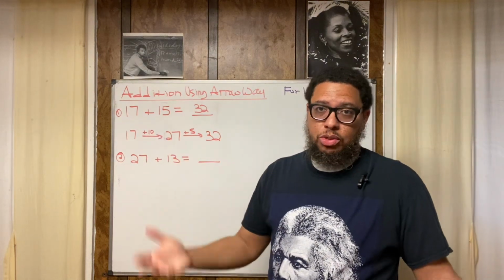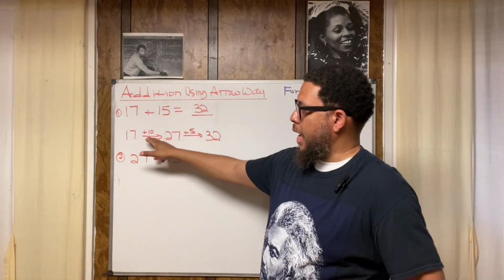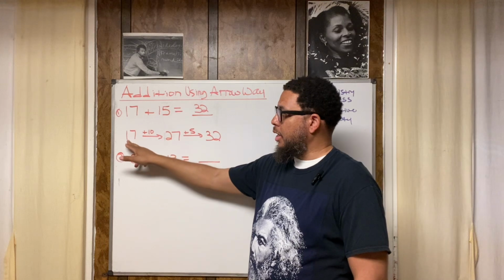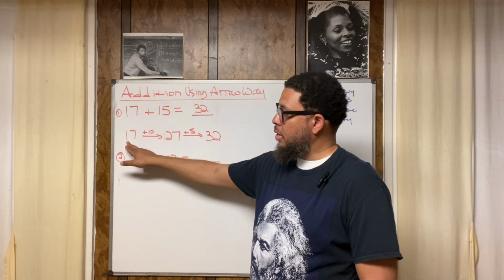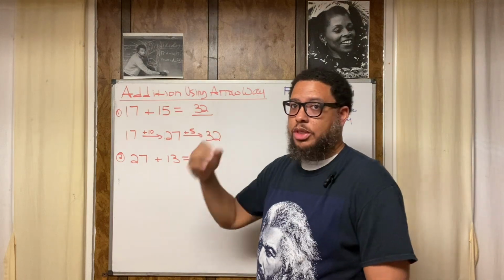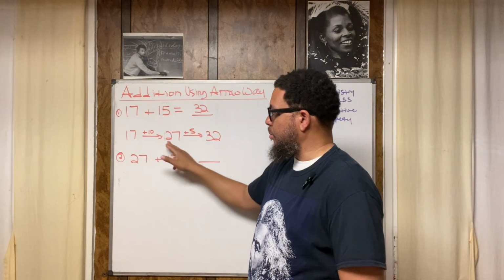We can also use the arrow way to do subtraction, but we're not doing subtraction right now. We're doing addition. So we got 17 plus 10. That brings us to 27. How do I know that? Because if I increase the number of tens, right? I got one group of tens. I add another group of tens. Now I got 2 groups of 10, which is 20. So I got 27. That 7 is still there, bringing me to 27.